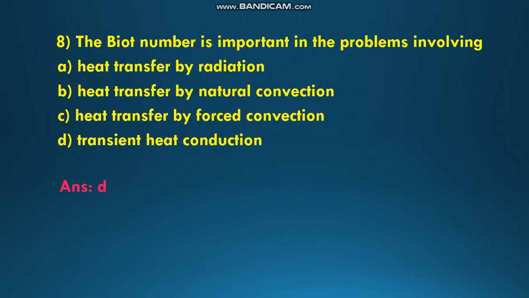Eighth question. The Biot number is important in problems involving: option A, heat transfer by radiation; B, heat transfer by natural convection; C, heat transfer by forced convection; D, transient heat conduction. So the answer is transient heat conduction. For those problems, we can use the Biot number.